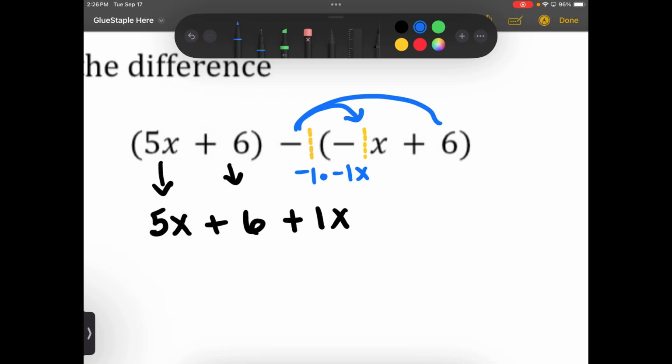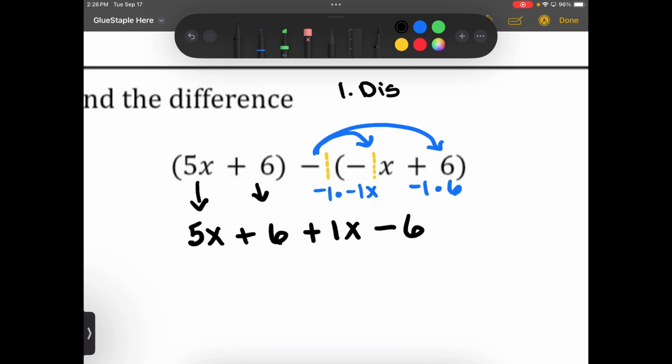Now we're going to do negative 1 times 6. It is negative 6, and we're going to write it as negative 6. Make sure you write the steps at the top. Step 1, distribute. Step 2, combine like terms.